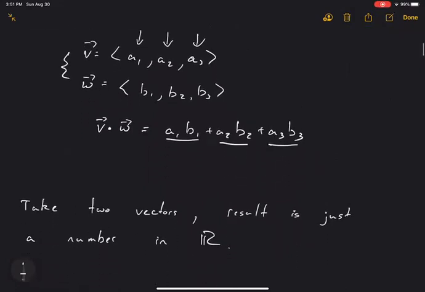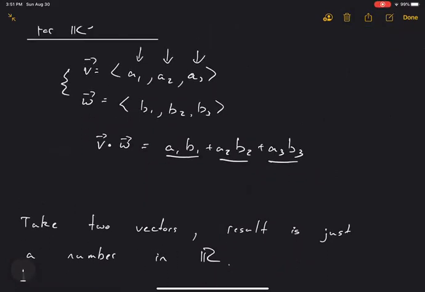Okay, so this is just the bare mechanics of how this dot product works. So what's going on? What is the result of this? First of all, this is a number in R, the real numbers. This is a number in R. This is a number in R. And then I add those together, and again, I just get a number in R.